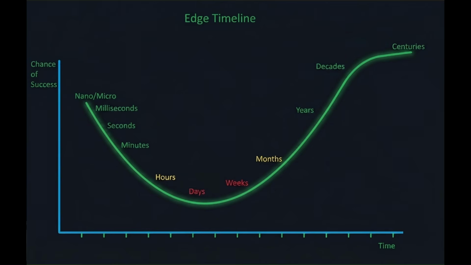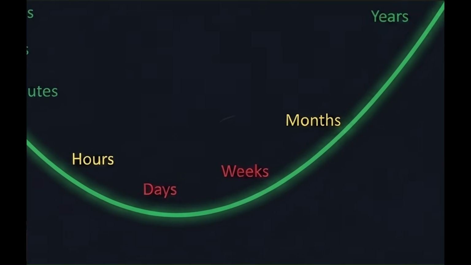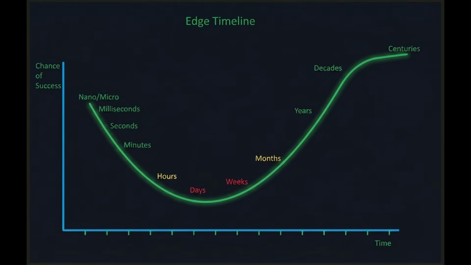This is the edge timeline curve. It displays your probability of success based entirely on your holding time in a trade or investment. I'm going to go over each one of these buckets, show you where I found success in my near 2-decade career as a professional trader, and show you where most traders are in the wrong zone.